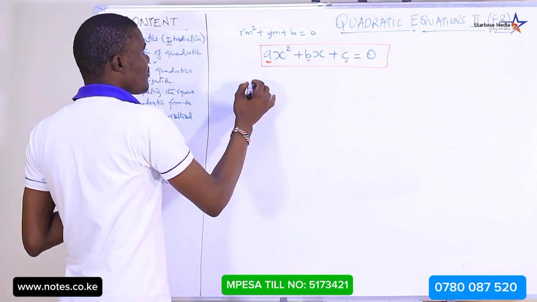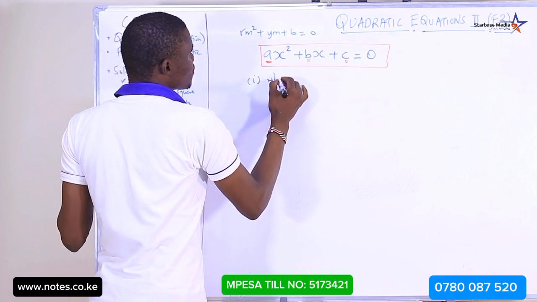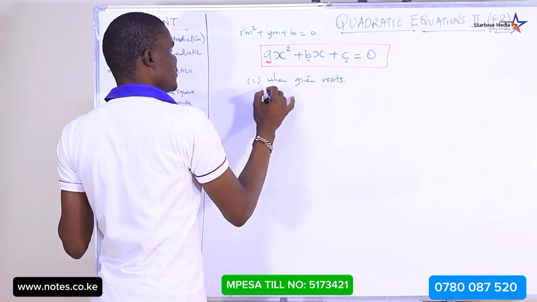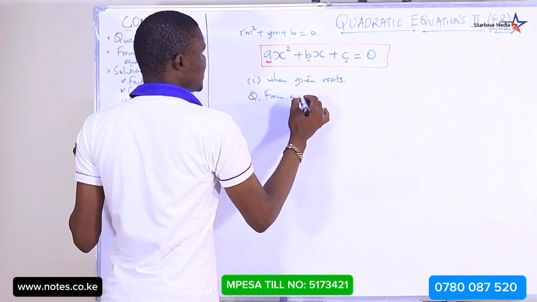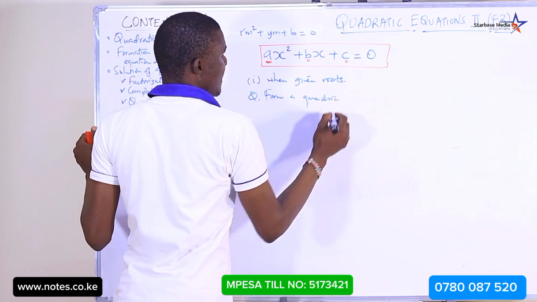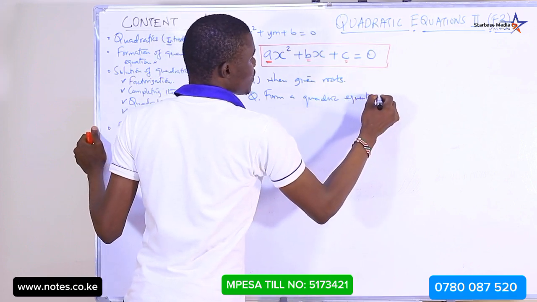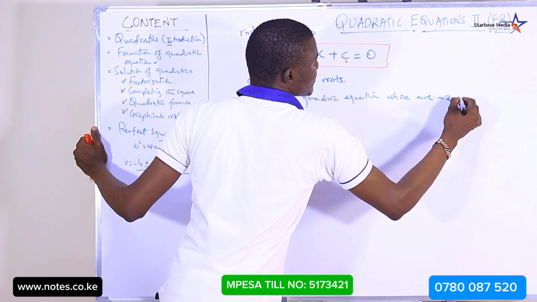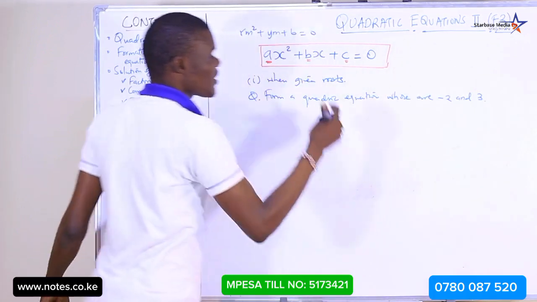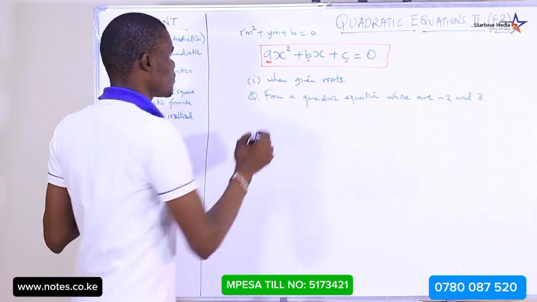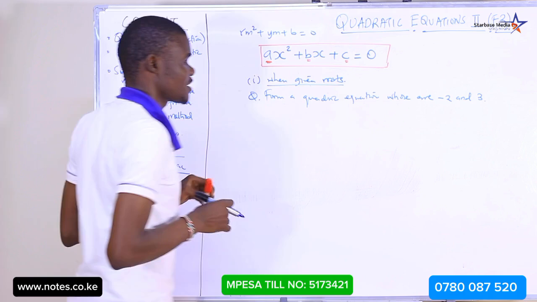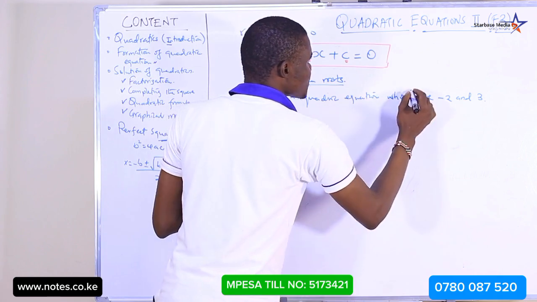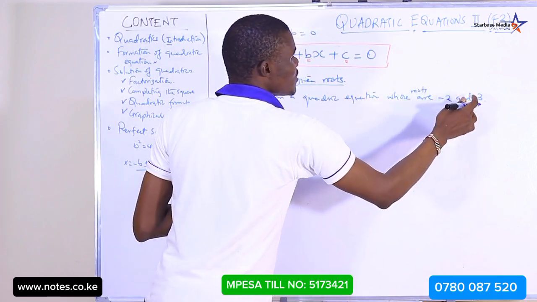Number one, you can form a quadratic equation when given roots. For example, form a quadratic equation whose roots are -2 and 3. We can form a quadratic equation from this when we are given the roots. That is the first way you can form a quadratic equation. And the question is here: form a quadratic equation whose roots are -2 and 3.